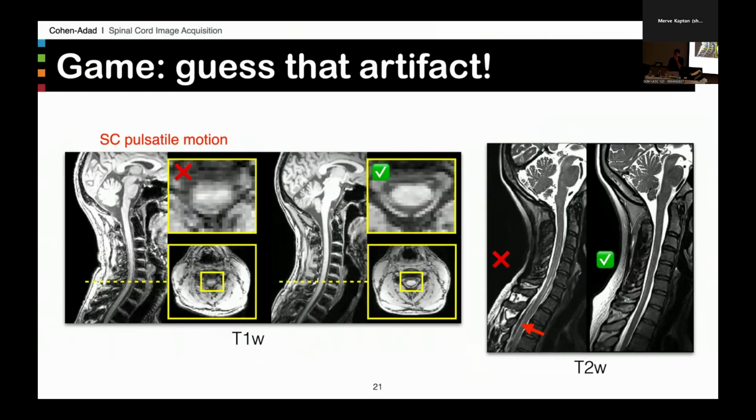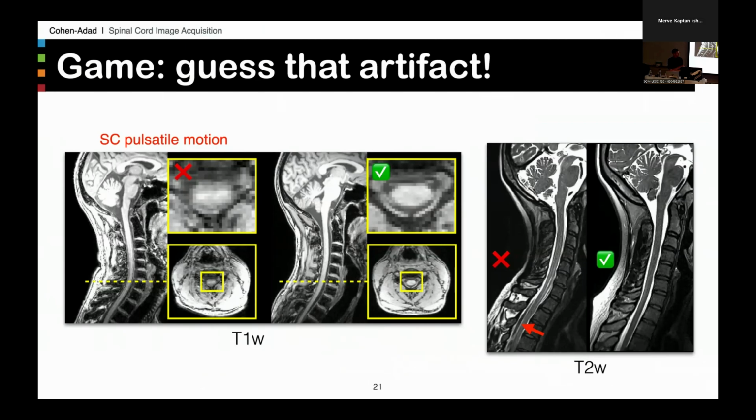Yes, Marvin. Is it the overflow artifacts? Overflow? What do you mean by overflow? Some sort of CSF artifact? Yes, it is actually a CSF artifact. The spins would be saturated, and also because of the flow, they would not recover enough to give a signal.